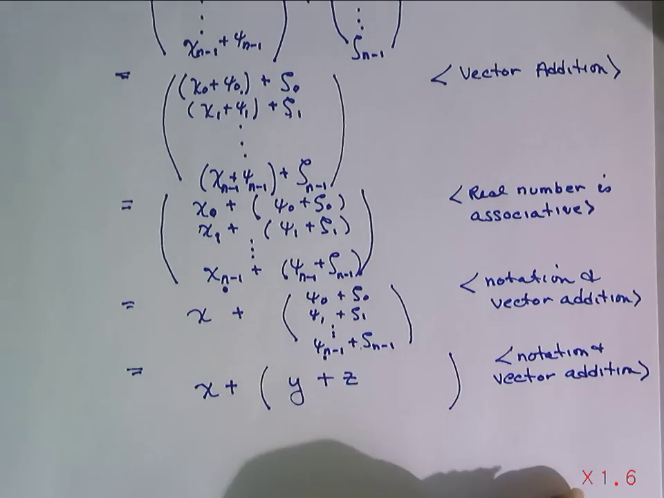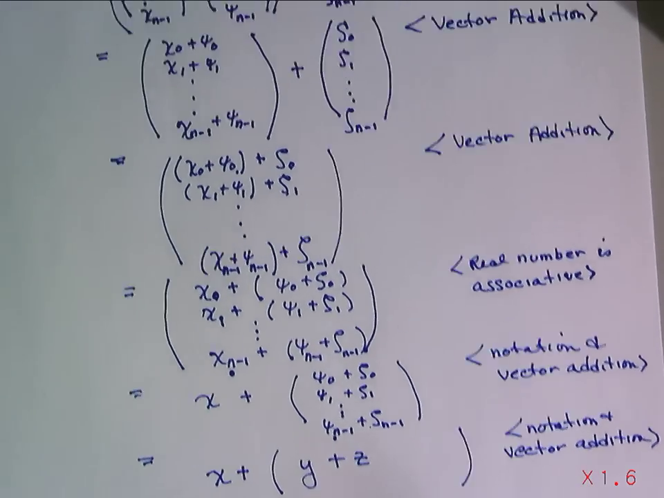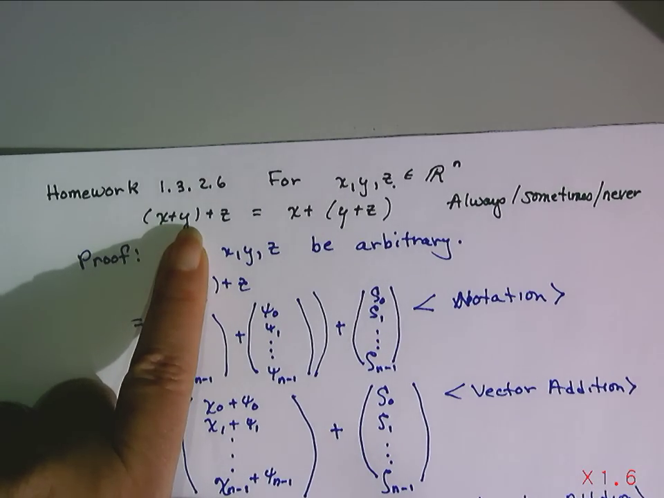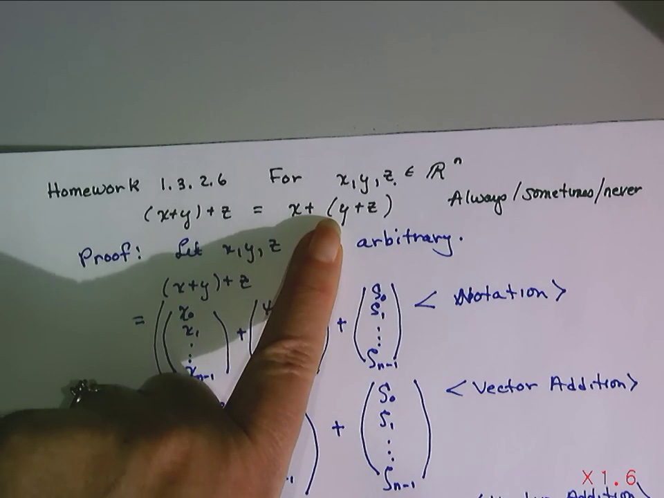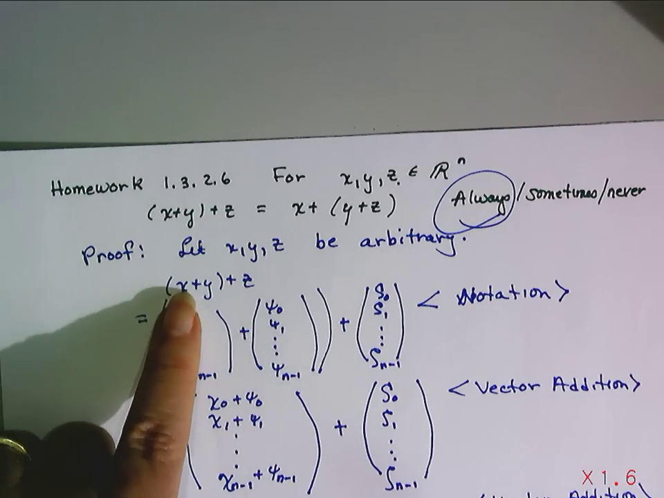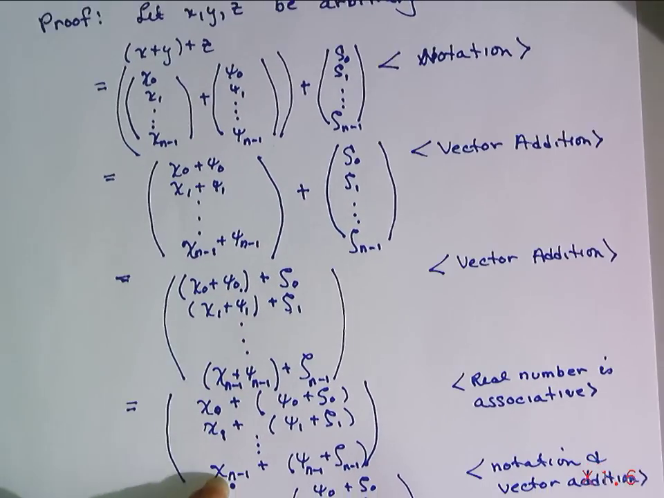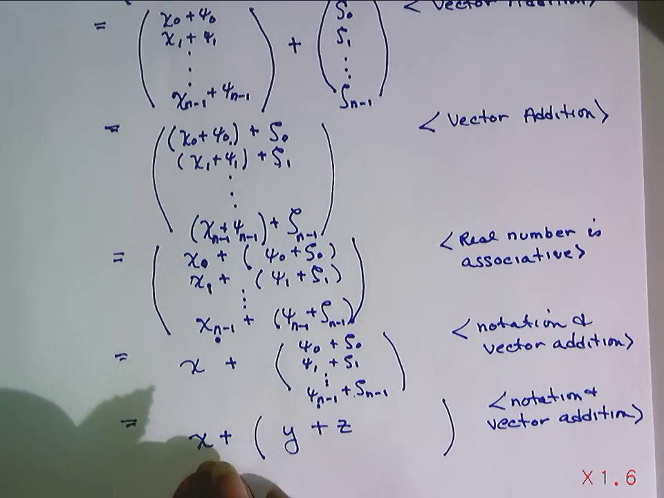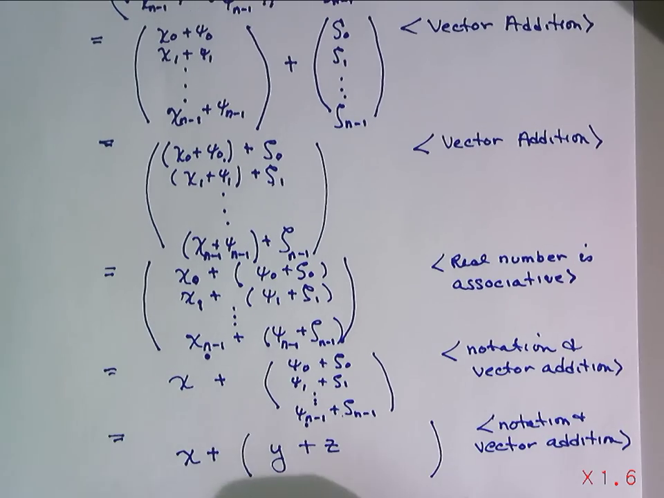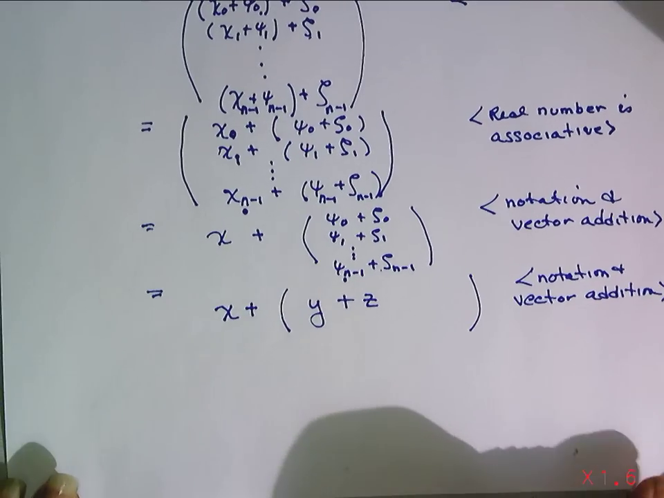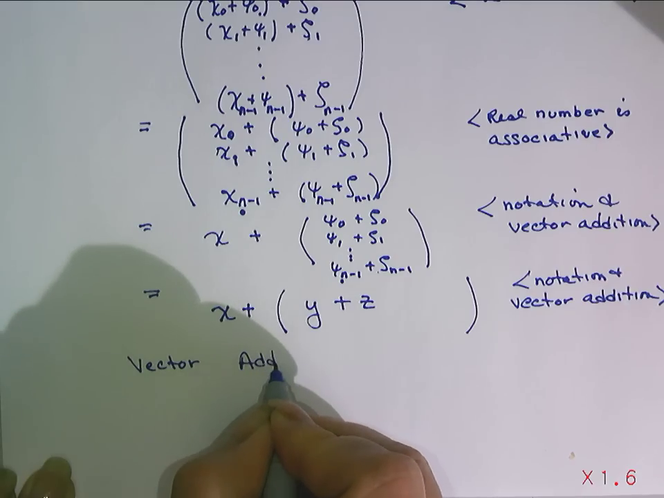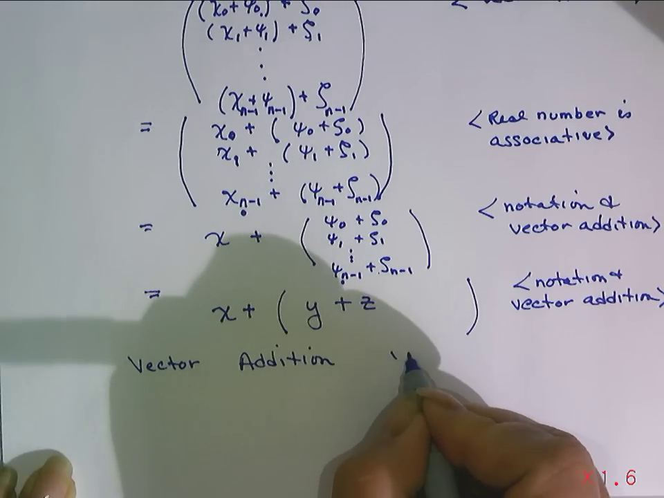Oh, wait a second. Isn't that exactly what I wanted to show? So, going back, I was asking the question, is it always the case that x plus y quantity plus z is x plus the quantity y plus z? And I think we just showed it's always true because we started with this, and by transitivity, we ended up with several steps yielding this, exactly what we wanted to prove. So, what that actually tells us is something very important. It tells us that vector addition is associative.